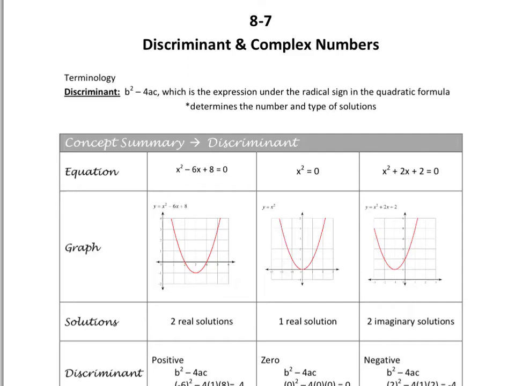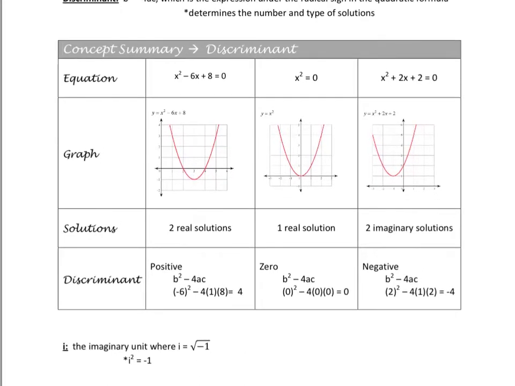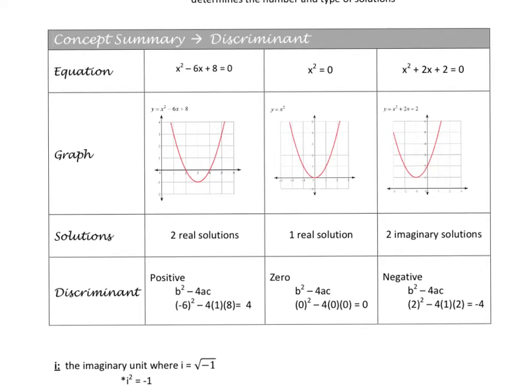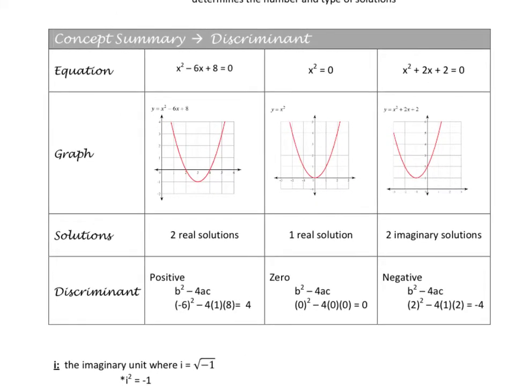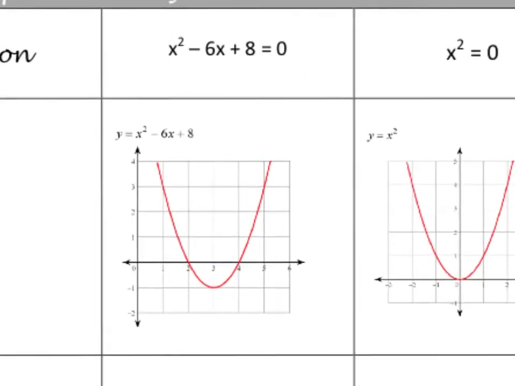Lesson 8.7 Video 2. So let's get into greater detail what the discriminant does for us. Now again, it's not going to tell us what the solutions are, but it's going to tell us how many there are going to be and what kind of solutions they would be, meaning real or imaginary. Now we have three examples here. And if we remember, it's always good to know what A, B, and C are.